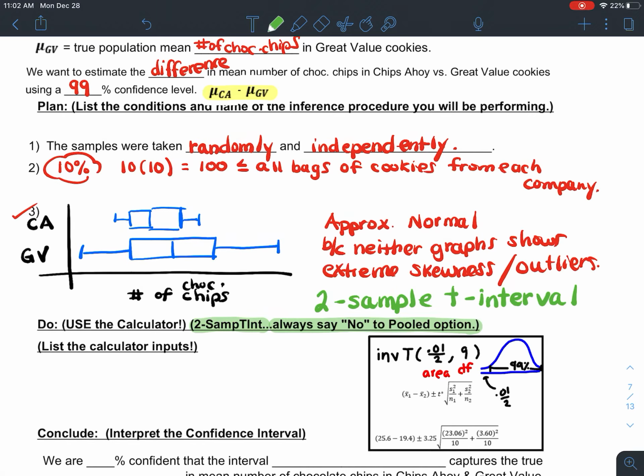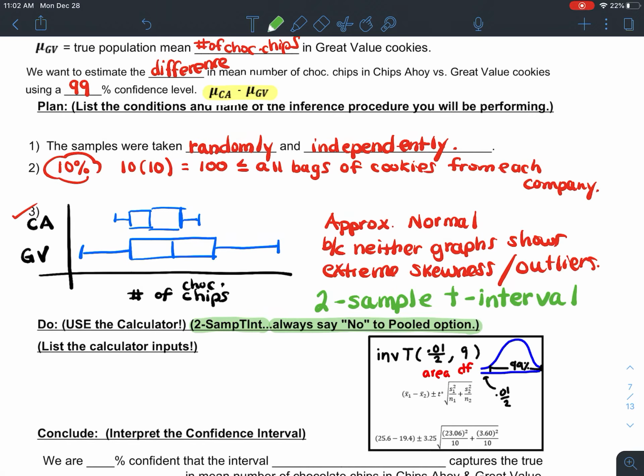If there is no difference, then I would expect that 0 should be a plausible value, because if 0 is a possibility in my confidence interval, it means there is a chance that these two means are actually equal to each other, indicating there is no difference. Well, I'm going to respond to this then. Because the interval includes 0, there is not convincing evidence that there is a difference in the mean number of chocolate chips in Chips Ahoy versus Great Value chocolate chip cookies.